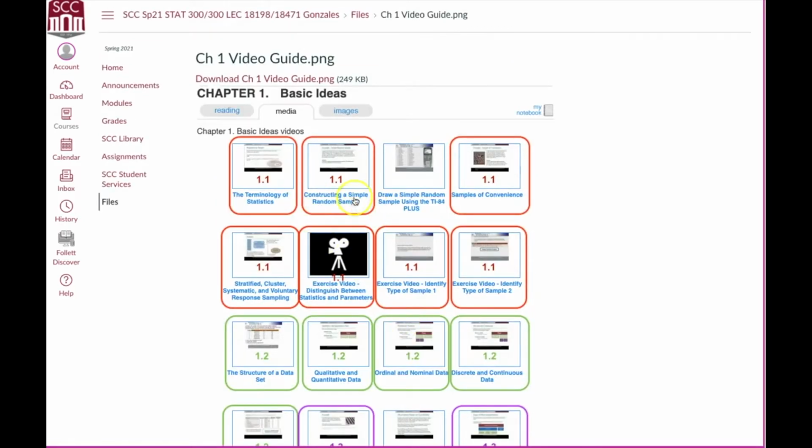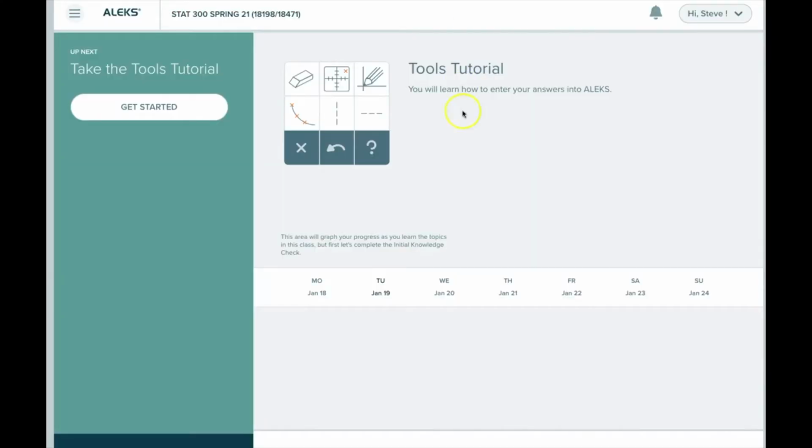How do you actually access these videos? Well, these videos would be accessed in Alex. Let's go ahead and go into that right now. So remember, what do we have here? I've got video 1.1. It says terminology of statistics, or constructing a simple random sample. Let's remember those, and let's see if we can find that. So if we go into Alex, this is what Alex looks like after you register.